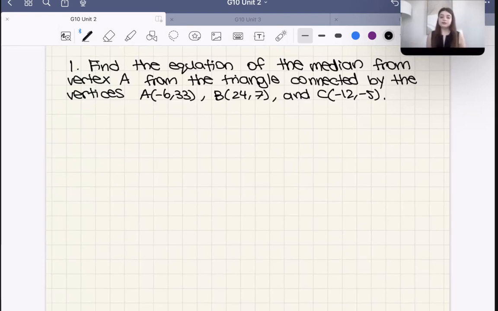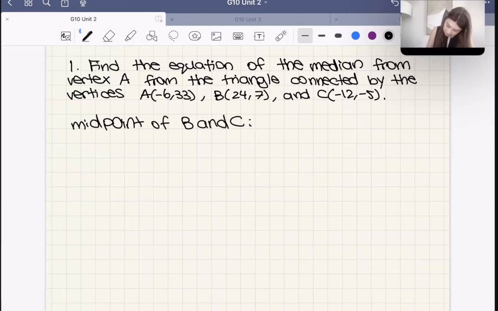So let's do that. So what is, first of all, the midpoint of B and C? Well, let's see. Midpoint of B and C. Well, that's going to be equal to x1 plus x2 over 2, y1 plus y2 over 2, right? This is just generally how we find the midpoint. We find the average of the x values of the 2 points we're trying to find the midpoint of, and we find the average of the 2 y values, okay?